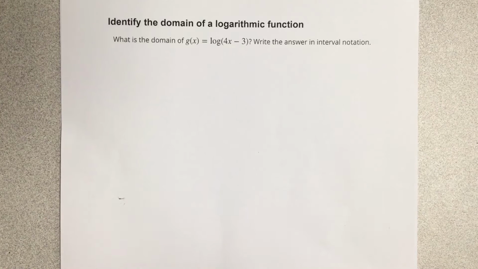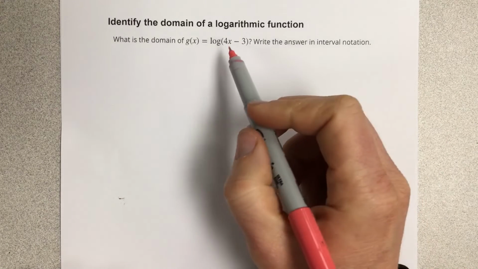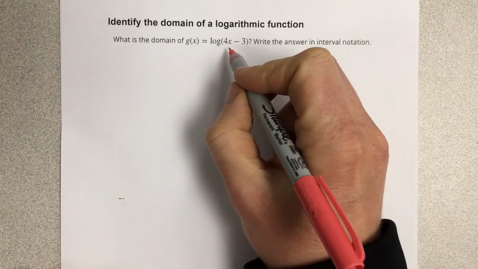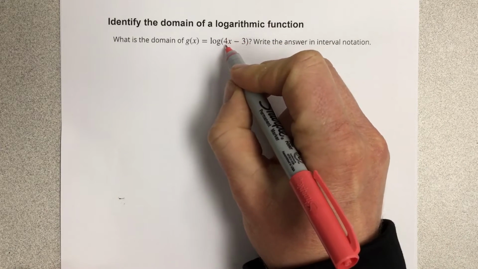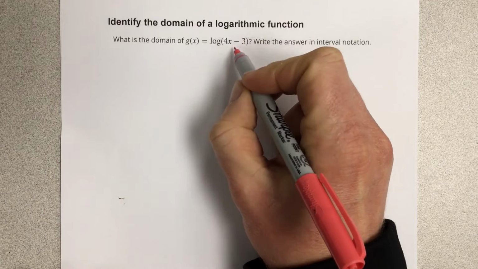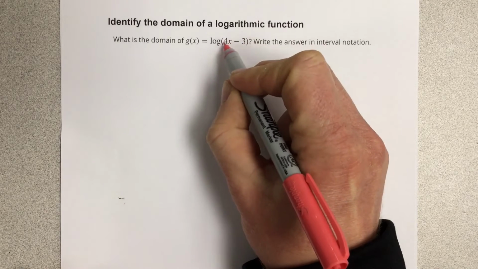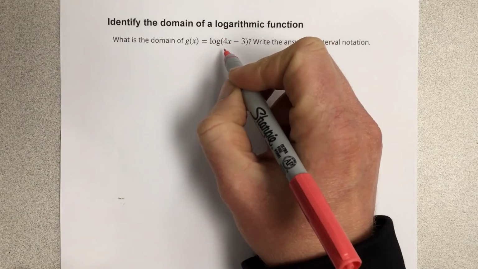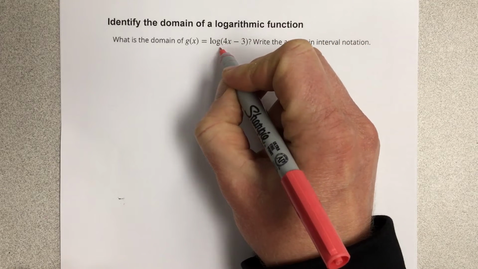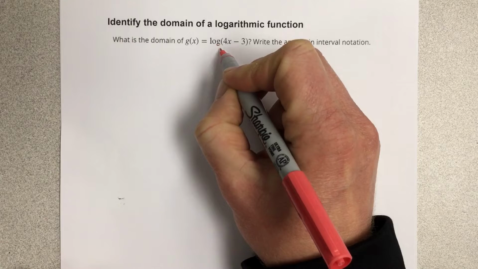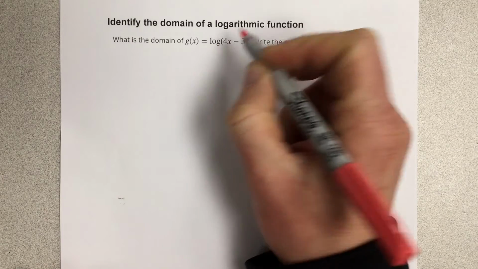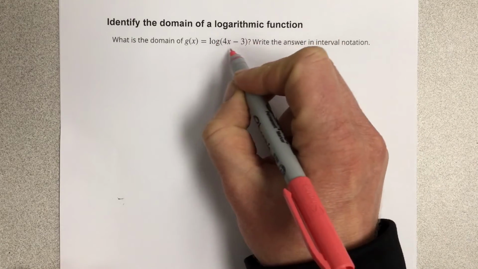In this video, we're going to identify the domain of a logarithmic function. The first thing we need to understand is that the domain value is basically going to be the inside of the parentheses on the logarithm. And we want to look at what the base is to start. So this is log base 10, because they don't write the 10 there. So I'm going to write this as an exponential.